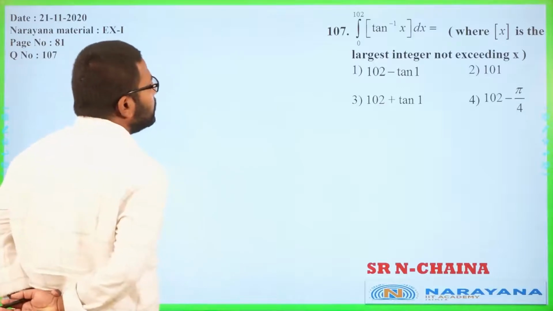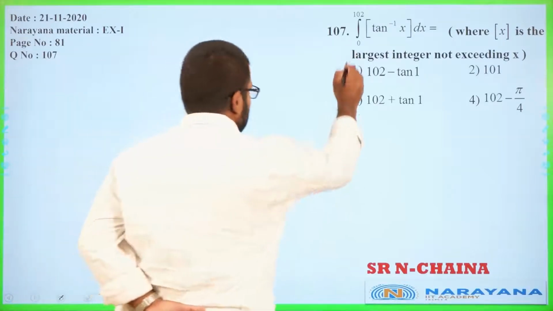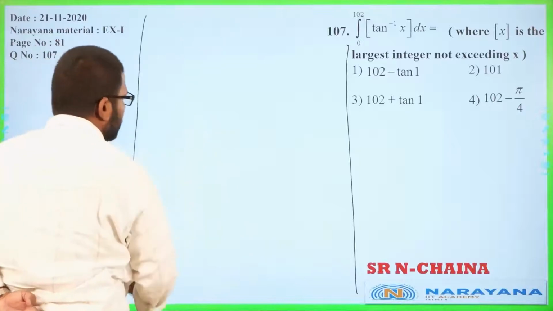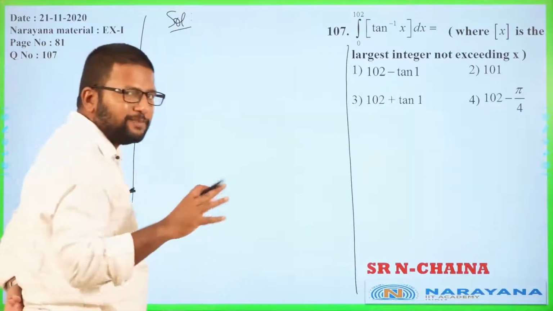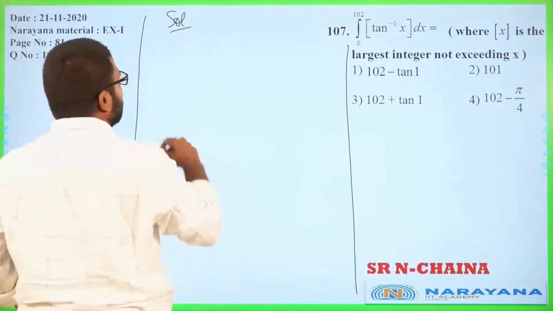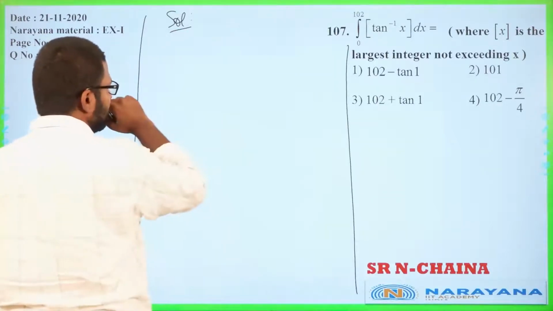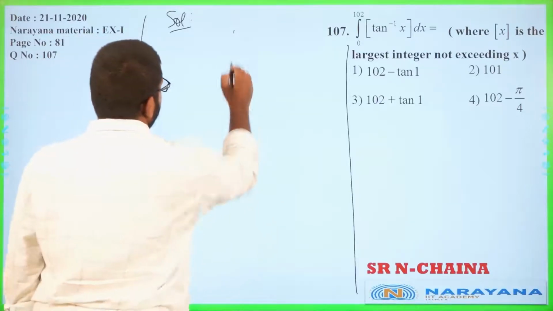Integral 0 to 102 step tan inverse x. Now this is a question made for graphs. I mean, you can still do it without graphs, but I think it's very cumbersome. So we will have to start with the graph of tan inverse x.